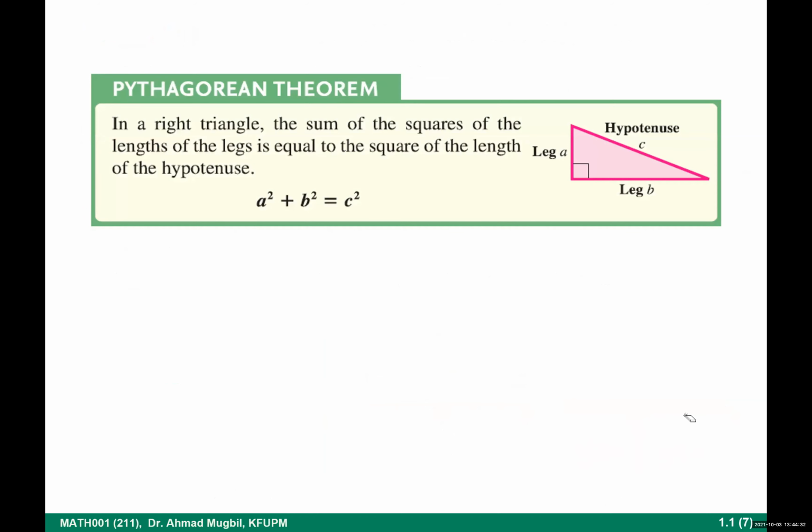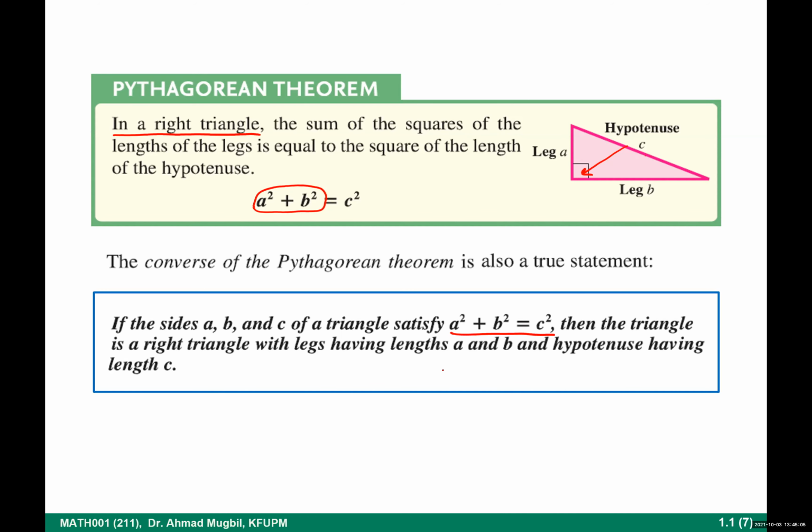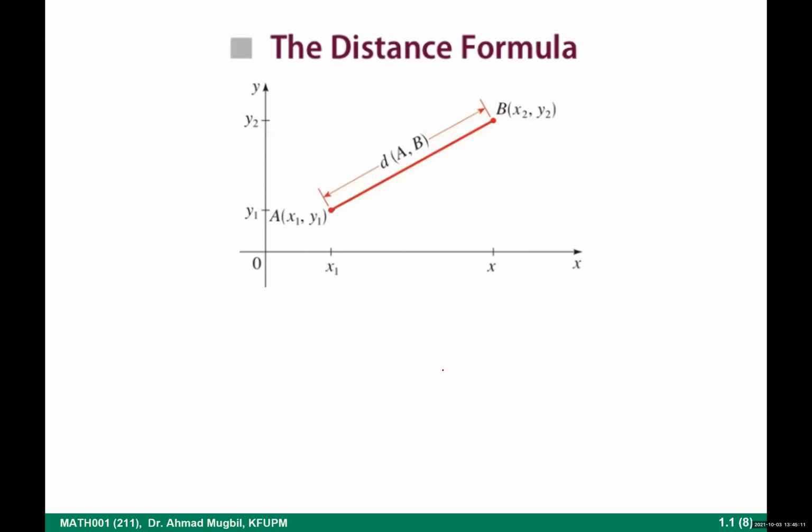Now, do you remember, Shabab, the Pythagorean theorem? What does it say? It says that in a right triangle, the sum of the squares of the lengths of the sides, or legs, let's say a and b, is equal to the square of the hypotenuse. The hypotenuse is the side corresponding to the right angle. The converse of this theorem is also true. What is the converse? If you have any triangle such that a squared plus b squared equals c squared, then this triangle is what? A right triangle. They use this idea to find the distance between 2 points.